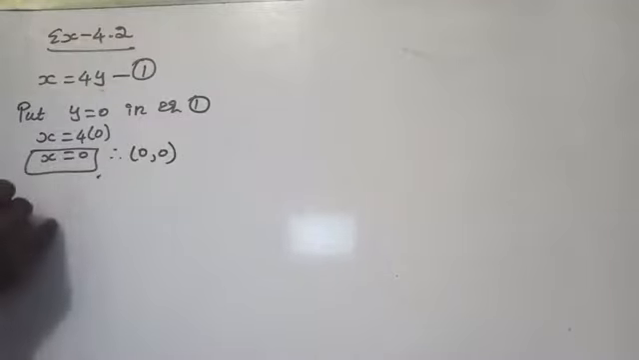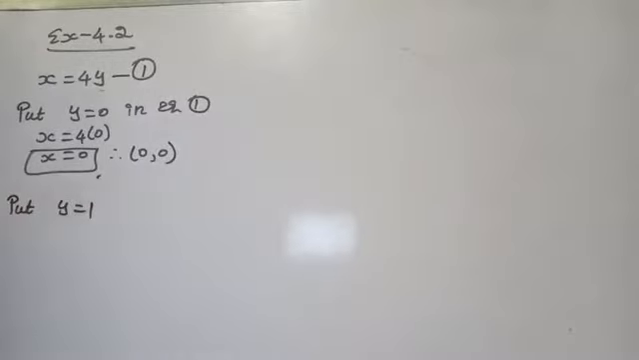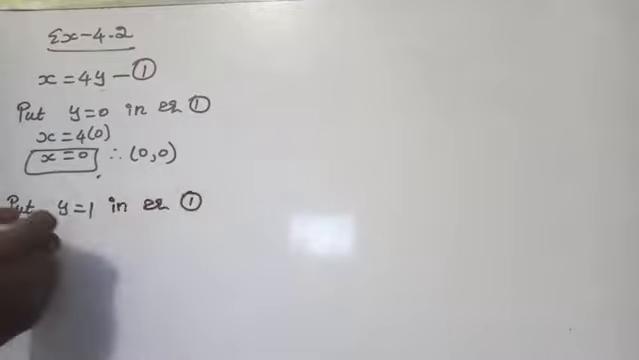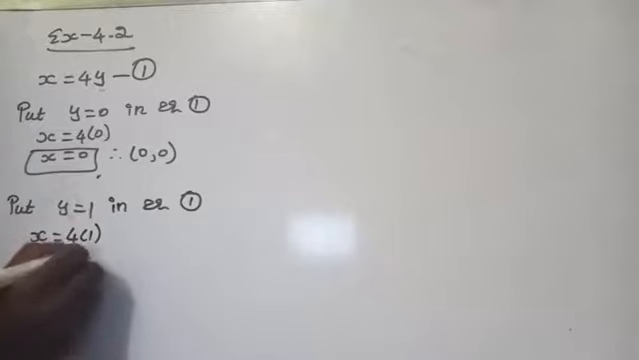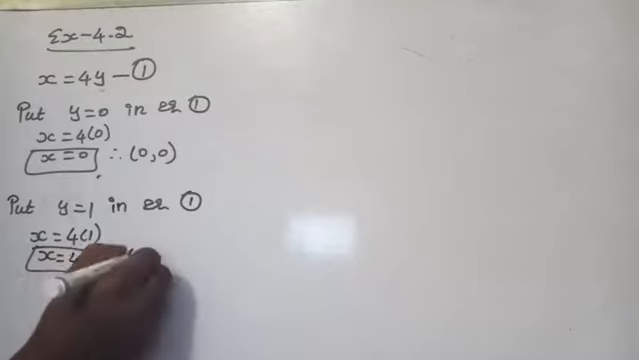Then after that we will substitute. Put y equal to 1. It is not necessary to put 0, 1, 2, 3. You can substitute any real values. Okay. So put y equal to 1 in equation 1. So x is equal to 4 into 1. x is equal to what? 4. Therefore 4 comma 1 is a solution.